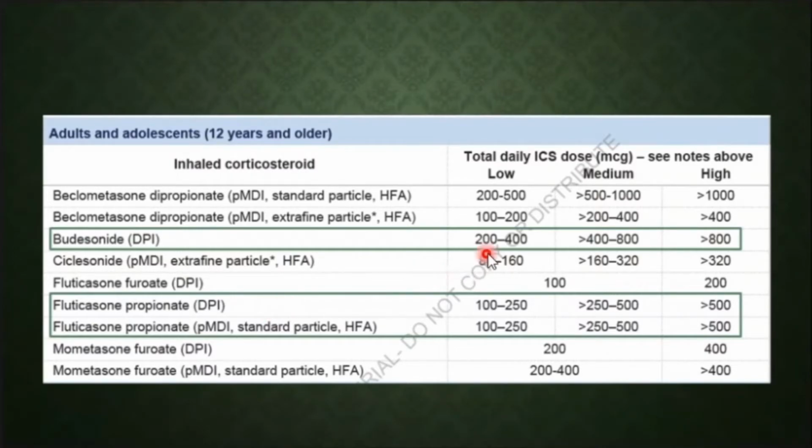A low dose budesonide would ideally contain 200 to 400 micrograms. A medium dose is 400 to 800, and a high dose would contain anything more than 800. When you're looking at fluticasone, low dose is up to 250, 250 to 500 is medium dose, and anything beyond 500 micrograms per day is considered a high dose. This is per day dosing. For example, if I had brought my inhaler today, I could have shown you. But if you look at Foracort, I will probably show you that.